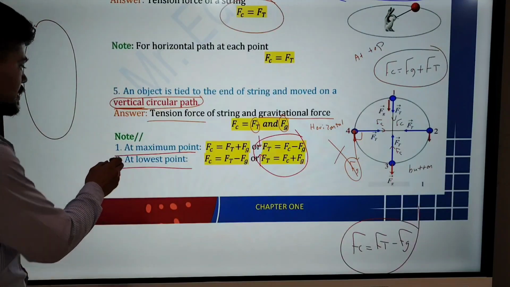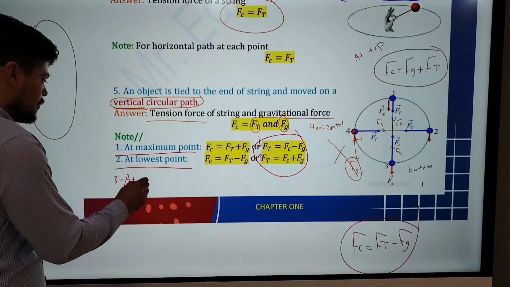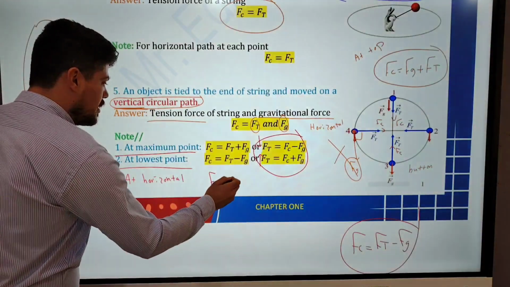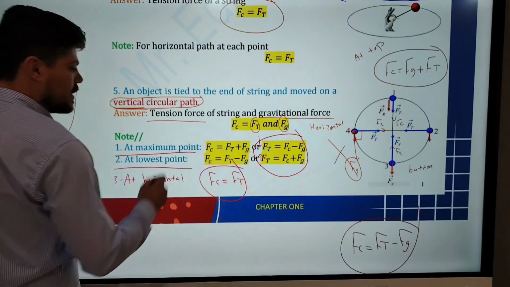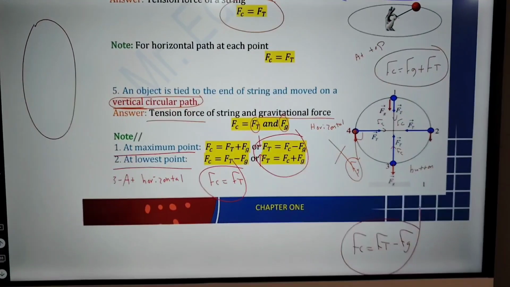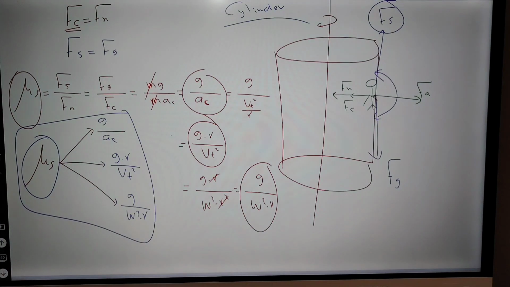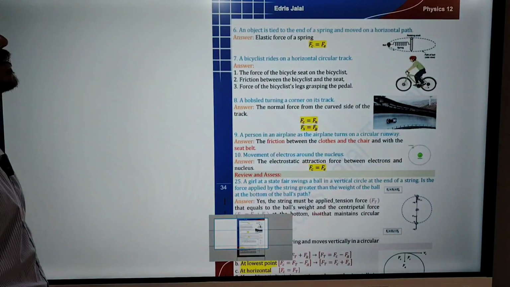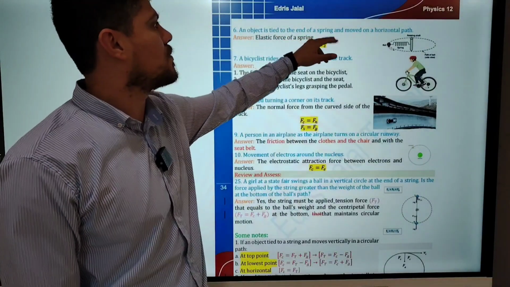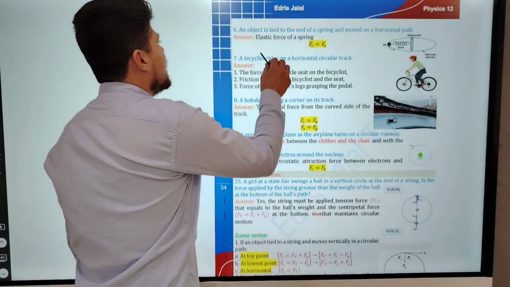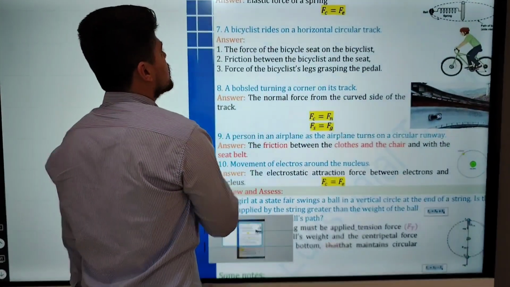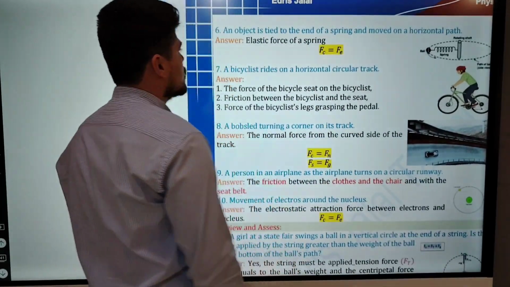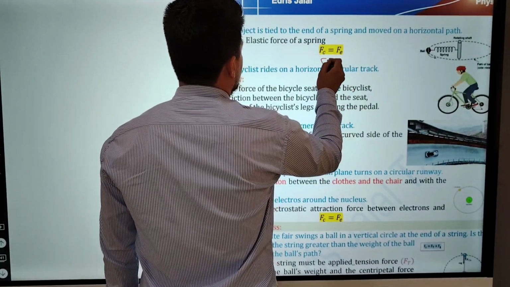Okay? But at horizontal, Fc is equal to Ft only, because only the tension force provides the centripetal force. Another source of the centripetal force: when an object is tied to the end of a spring and moves within a horizontal path, the elastic force of the spring provides the centripetal force, so Fc is equal to Fe, the elastic force, which is equal to negative Kx.